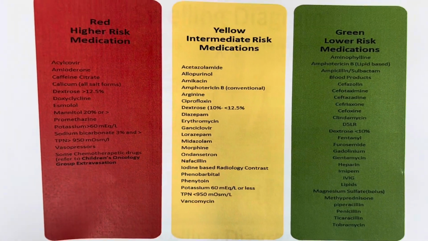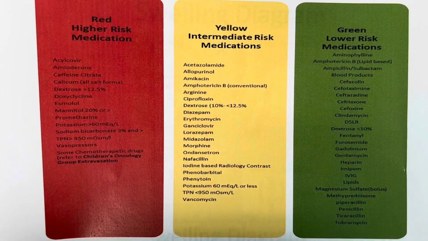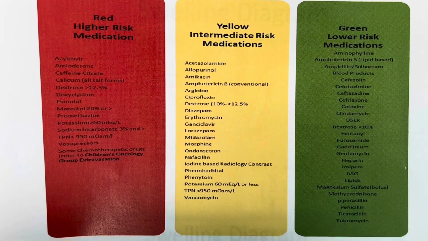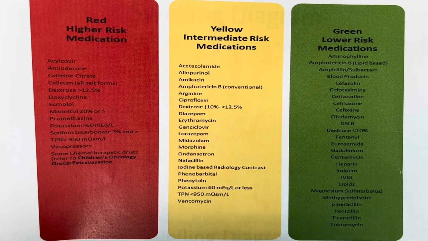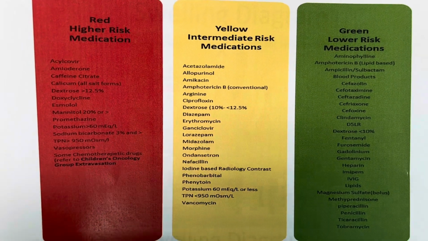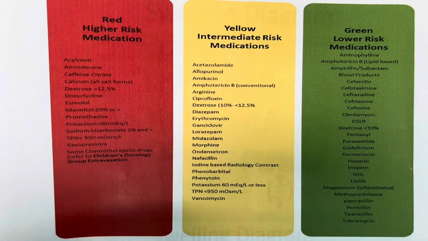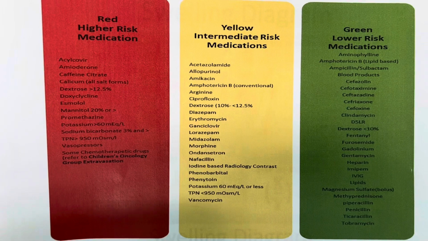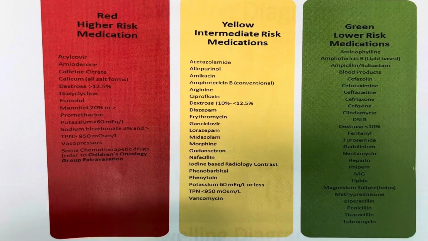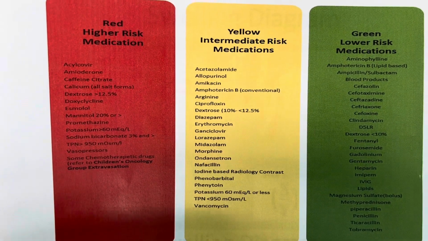If the swelling was less than 30% and the medication was in the green or yellow category, it would be a mild infiltrate. If the swelling was greater than 30 up to 60% and the medication is also in a green or yellow category, it would be a moderate infiltrate.